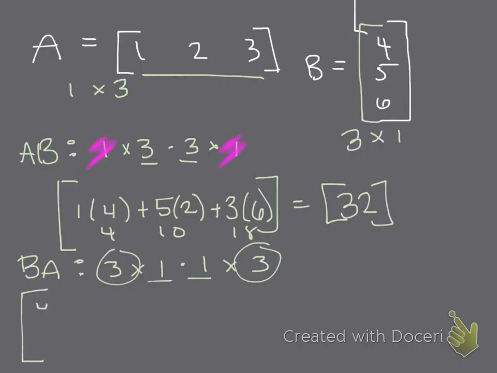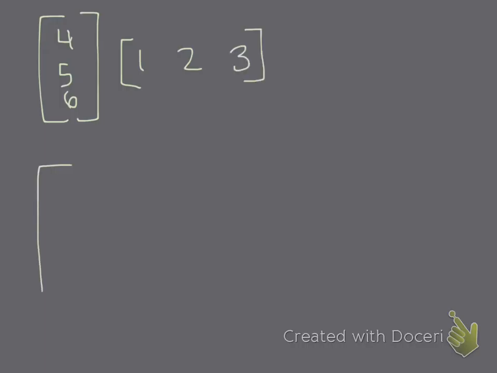So let me just write it out. Actually, let me go to the other screen so we have more room. So I'm doing 4, 5, 6 times 1, 2, 3. So for my first row, row 1, I have to times it by column 1. So 4 times 1 is 4. Then I have to take row 1, column 2. So 4 times 2 is 8. Row 1, column 3 is 12.